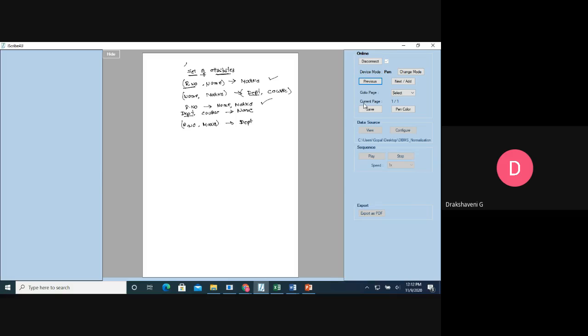Okay, so next we move on to the trivial, that is functional closure properties, types of functional dependencies. Let us see about types of functional dependencies.